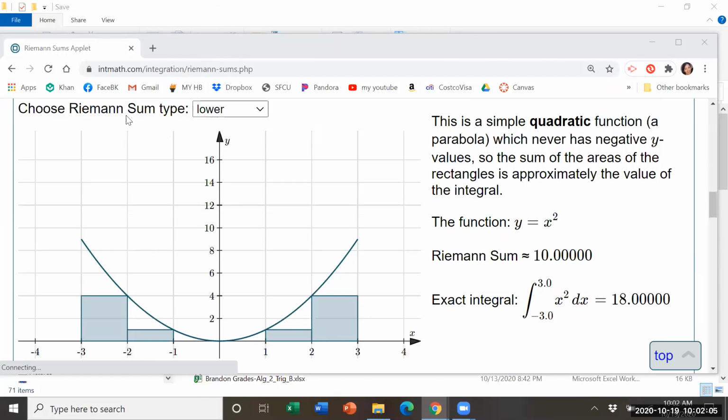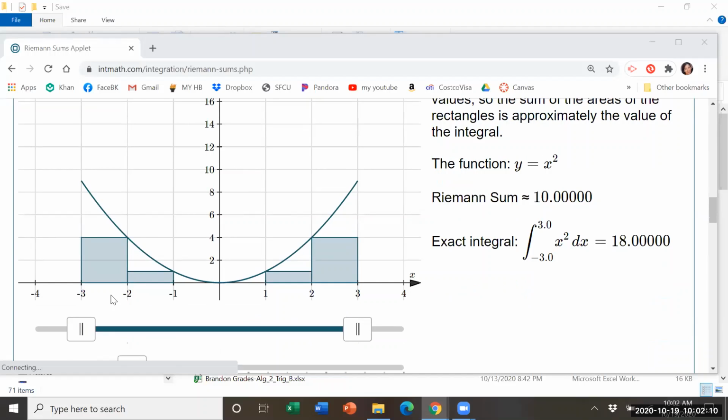It has a drop-down menu, and it's saying use Riemann sums with a lower estimate. And so what that means is from -3 to 3, that's what we call our full interval. Okay, so we're looking at the area underneath the curve of y equals x squared from -3 to 3, between the x-axis and the parabola.